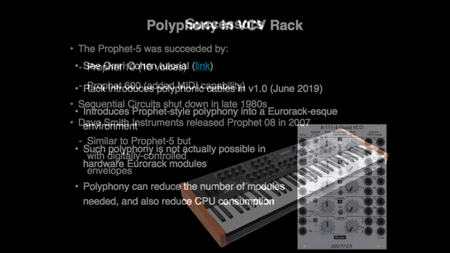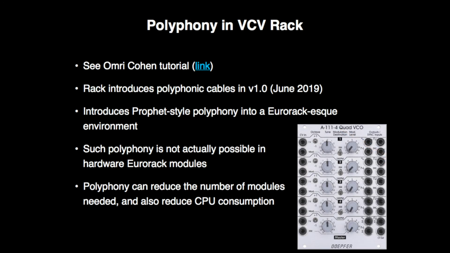So now we're going to transition and start talking about polyphony and VCV Rack. As I said, I'm going to let the Omri Cohen tutorial be your primary guide through how to do this. I'll just give a couple introductory comments here. Rack introduced polyphonic cables in version 1.0, which was released fairly recently, just in June of last year. It introduces Prophet-style polyphony using voice allocation in a Eurorack-esque environment, which is kind of interesting because in an actual hardware Eurorack environment, you can't actually do polyphony in this way.